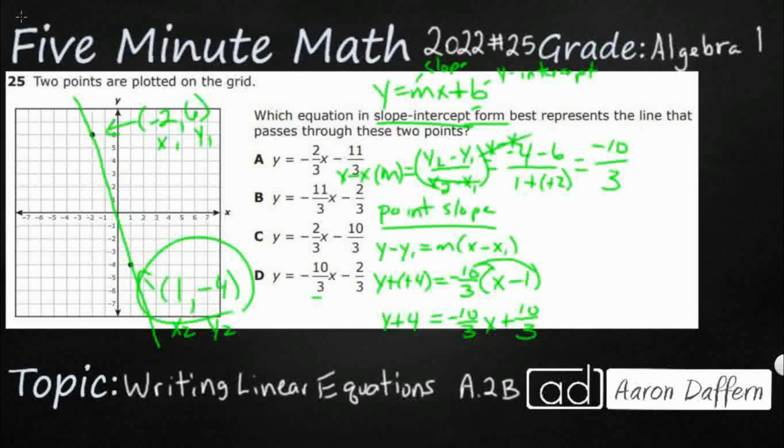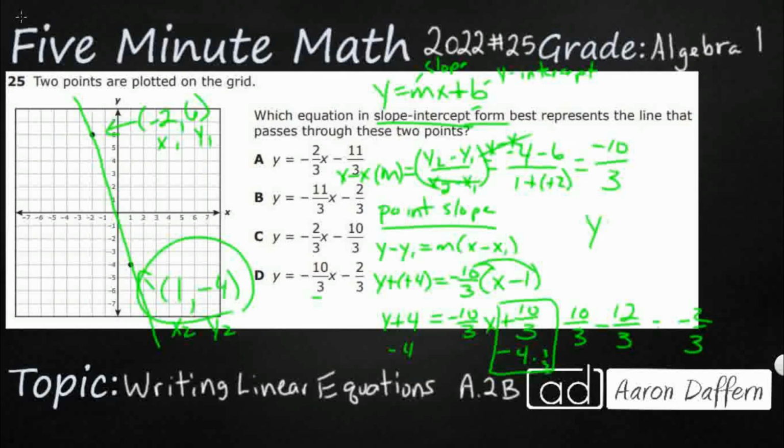So now what we need to do is isolate this y to get our y-intercept. So we're going to end up subtracting 4 from both sides. Okay, so what is this? 10 thirds minus 4. Let's put this into thirds. If I multiply by 3 over 3, that's going to end up being 12 thirds. So 10 thirds minus 12 thirds, that's going to get me -2 thirds. And that's what I was looking for.